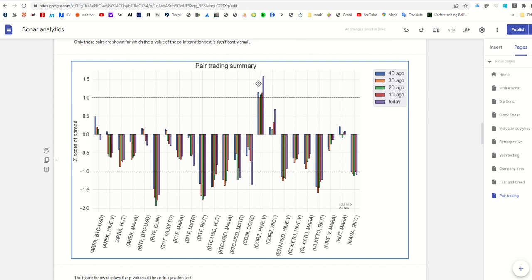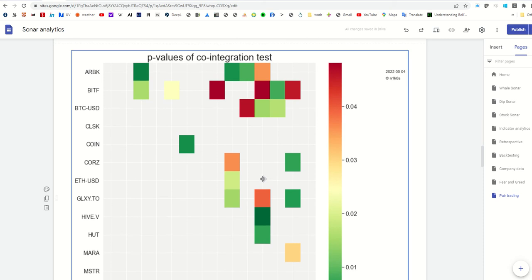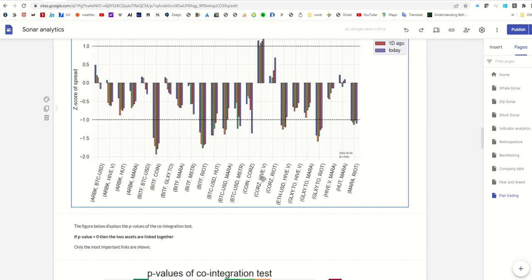Currently what we see is that this pair, which is core and hive, there is a signal here to make a swap, and also a signal here and these pairs. So let's look first at how this comes about.